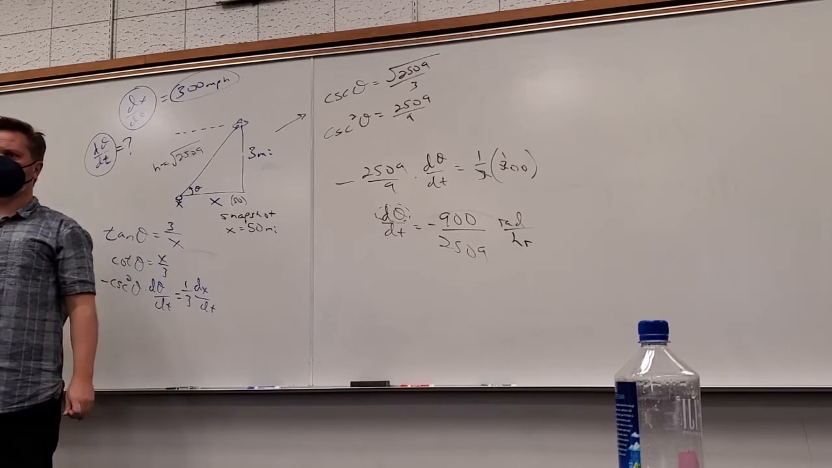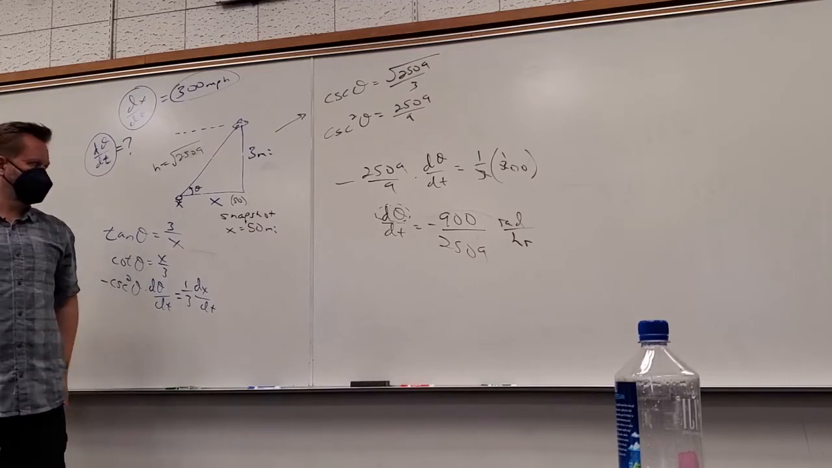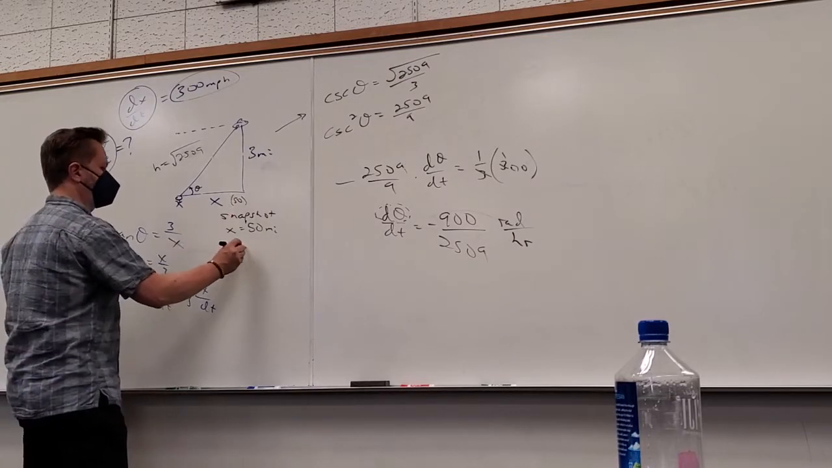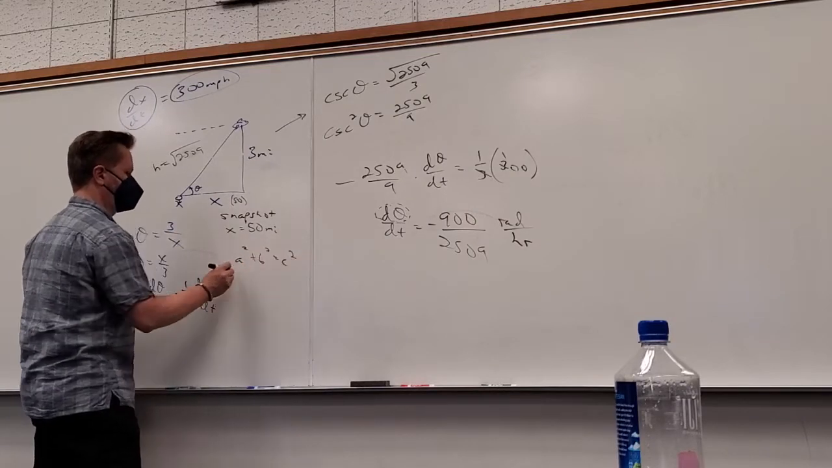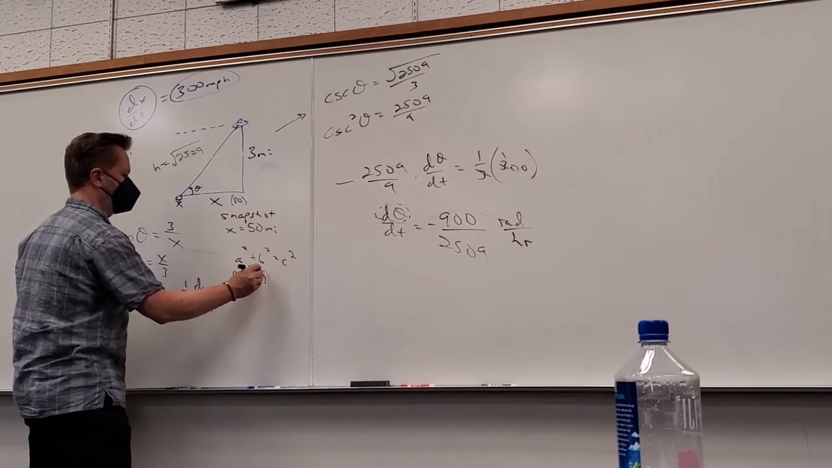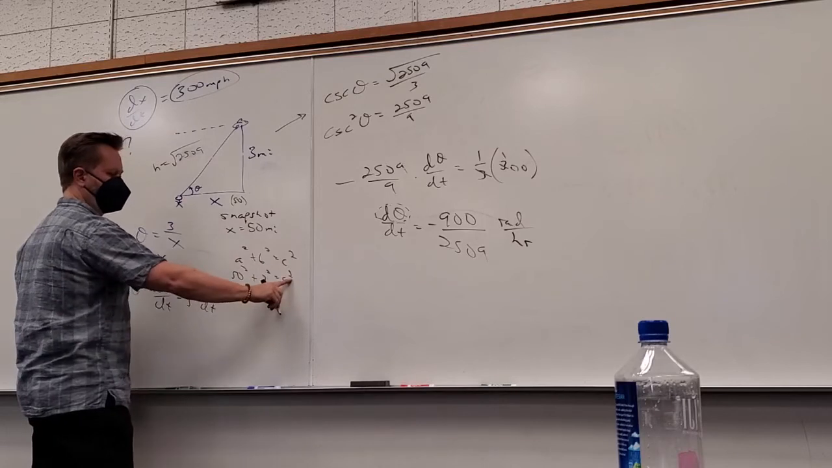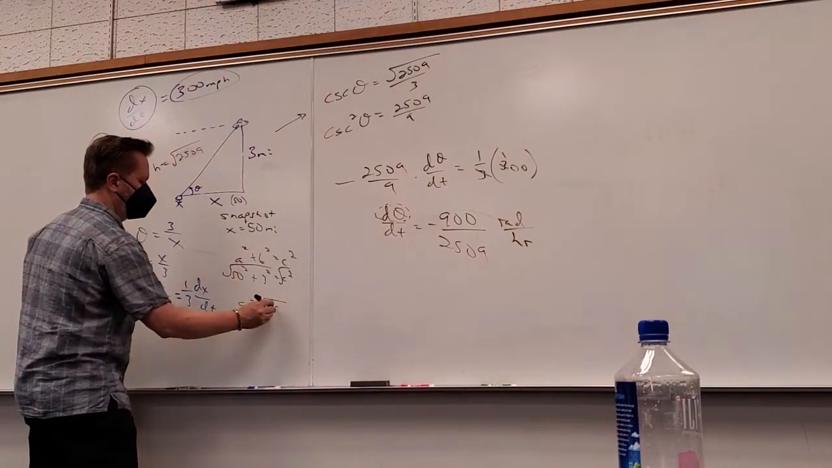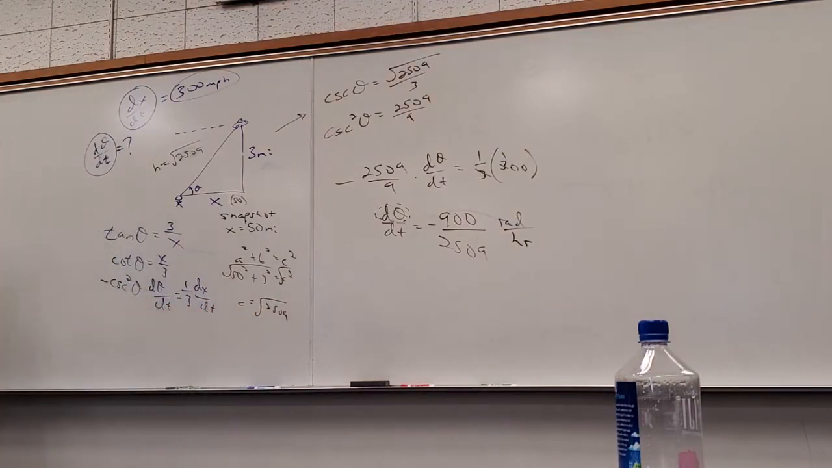Why did you put the square root of 2509? Is that in the function? Nope. You know a squared plus b squared equals c squared. So 50 squared plus 3 squared equals c squared. You're going to have to take a square root to get c. Oh, yeah, okay.